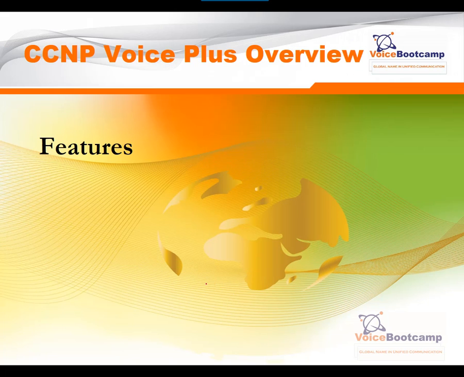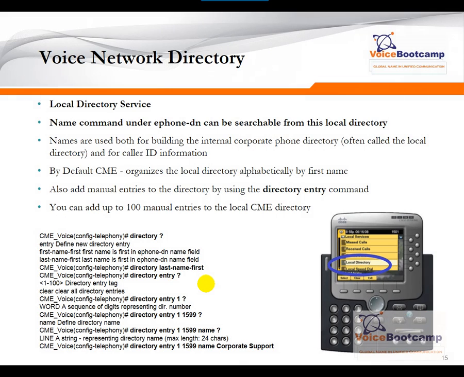Now the next thing we're going to talk about is the features. As we go along with the various configurations like this, we're going to learn about some of the features. Now, Call Manager Express has a local directory service which allows you to define various entries which can be searchable. Under the ephone DN, when you configure the name command, that name becomes searchable within the directory. Names are used for both building an internal corporate directory as well as caller ID.